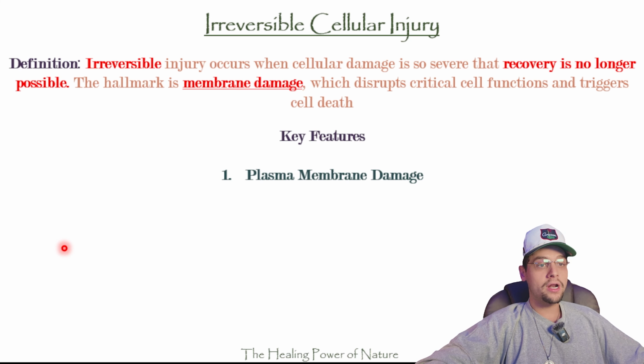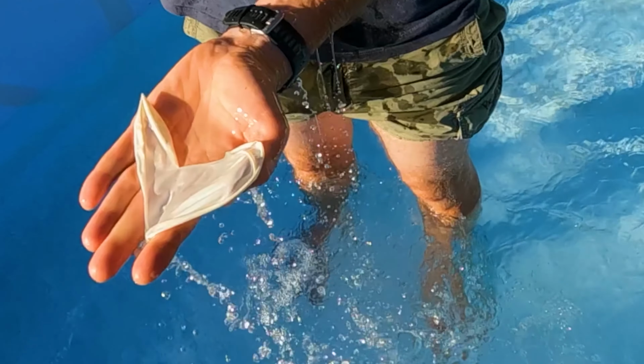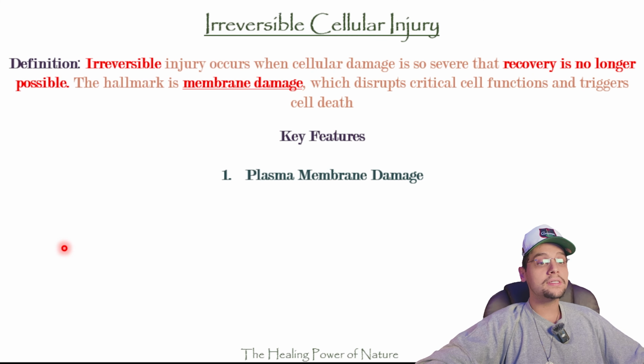Breakdown of the plasma membrane causes leakage of intracellular contents, such as enzymes, into the extracellular space. Influx of extracellular ions like calcium worsens cellular dysfunction and activates destructive enzymes.